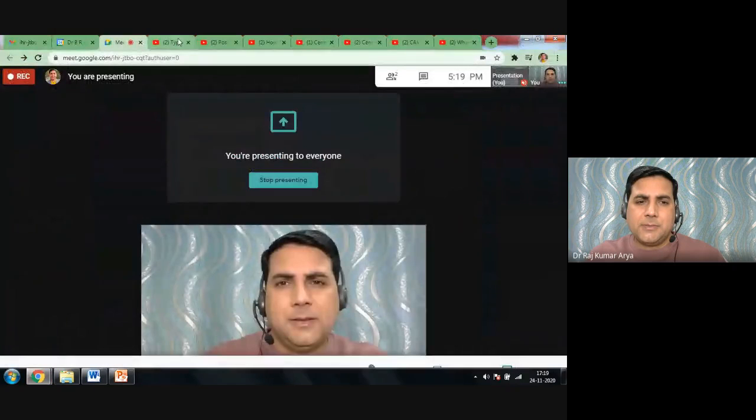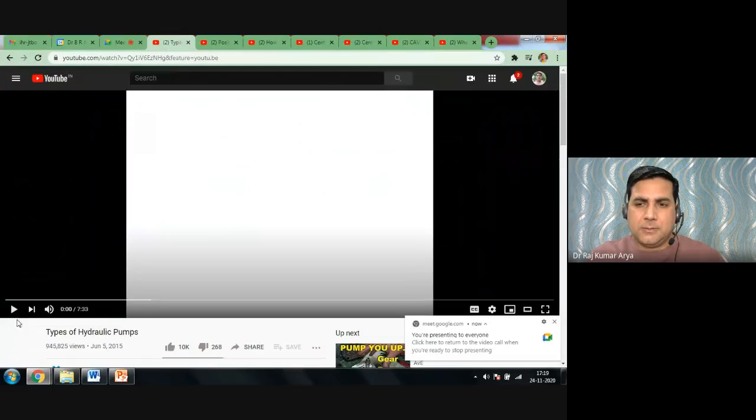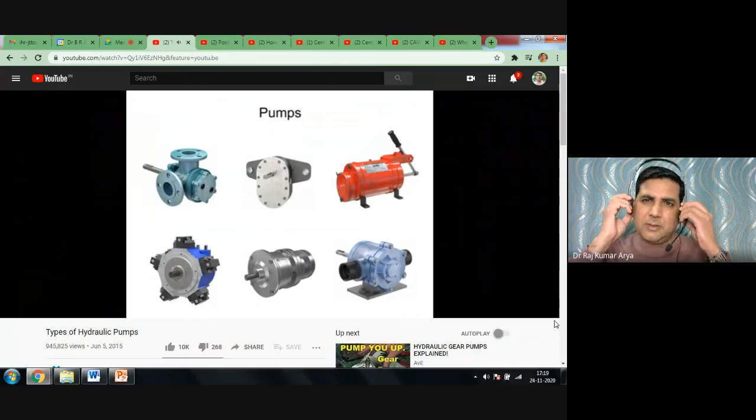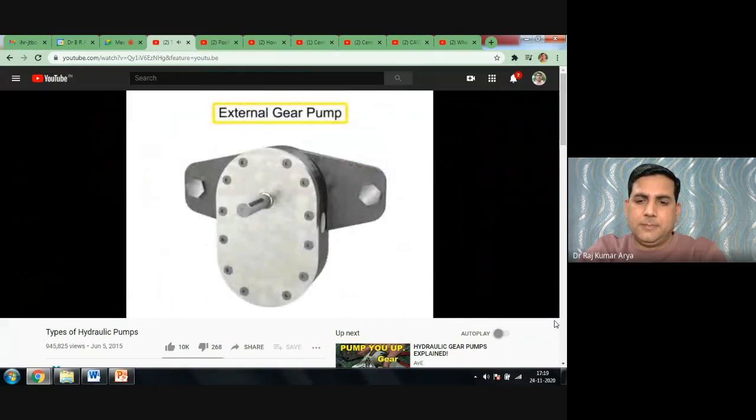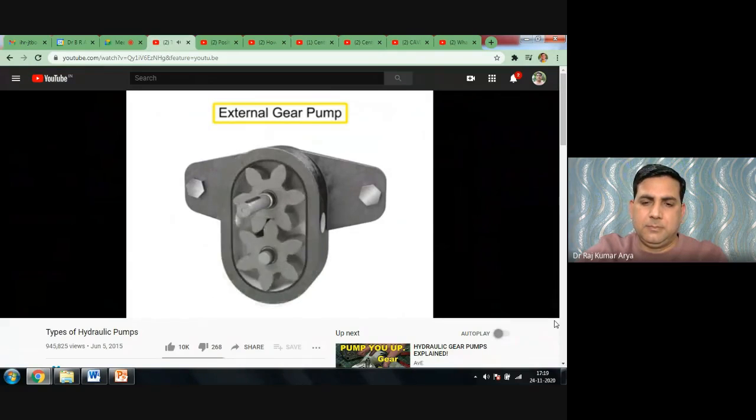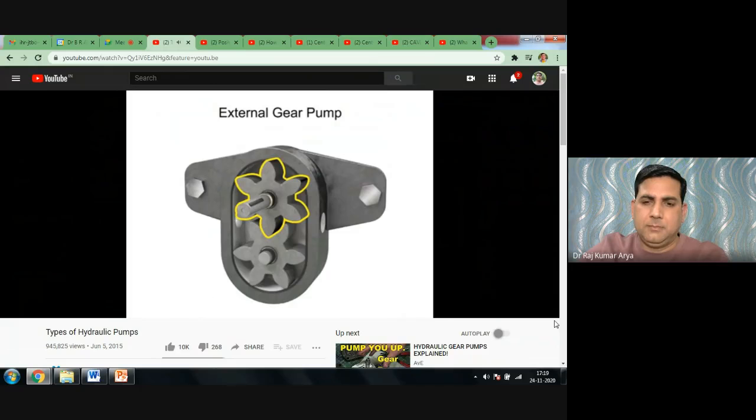So the first one, if you will see here: Many different types of pumps exist to assist fluid movement in a variety of systems. An external gear pump uses two gears rotating against each other to provide fluid movement. One gear is driven by a motor connected to a shaft. This is called the drive gear because it is driven by a motor, and it in turn meshes with and drives the movement of the second gear.